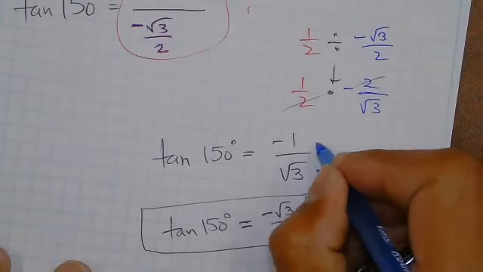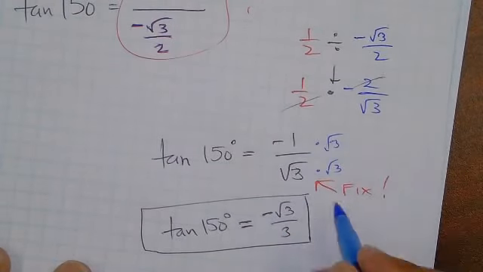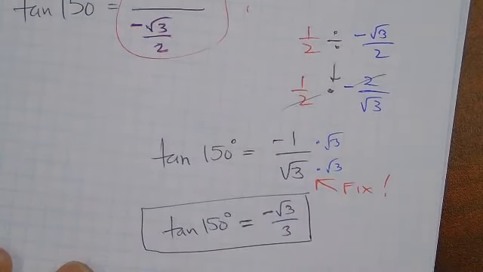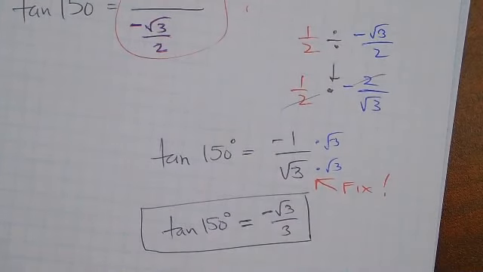-√3/3. You guys remember how we did that? Multiply this by √3, top and bottom by √3, right? Like this. And it'll give you this. Yeah, we learned that already.